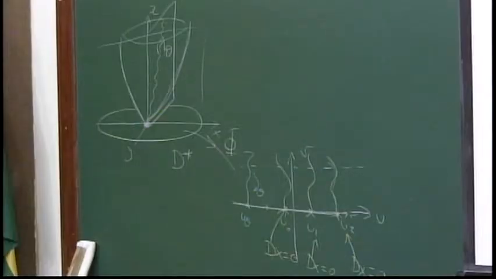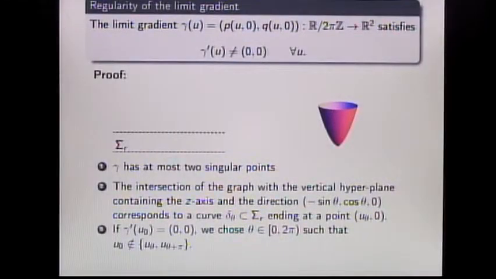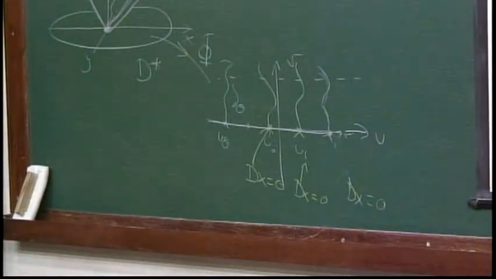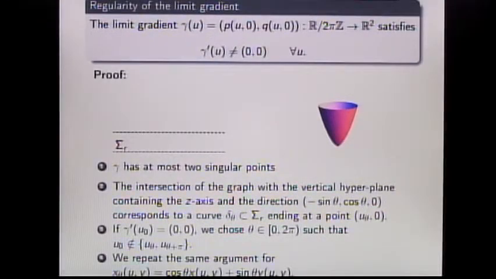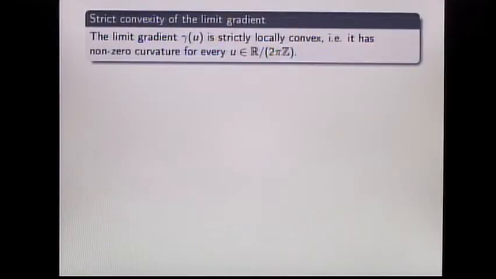Suppose that you have a singular point, and since you have a finite number of singular points, at most two, as we have proven, you can choose a certain angle such that this u naught, this singular point, is not this u theta or the symmetric one, corresponding to the symmetric plane. And now what are we going to do? We can repeat the same nodal arguments as before for the rotated function X theta, and we also arrive at a contradiction. This is more or less the same argument we did before.